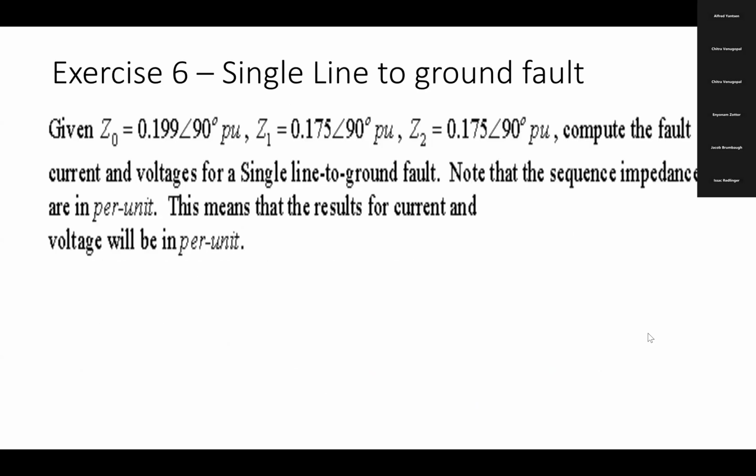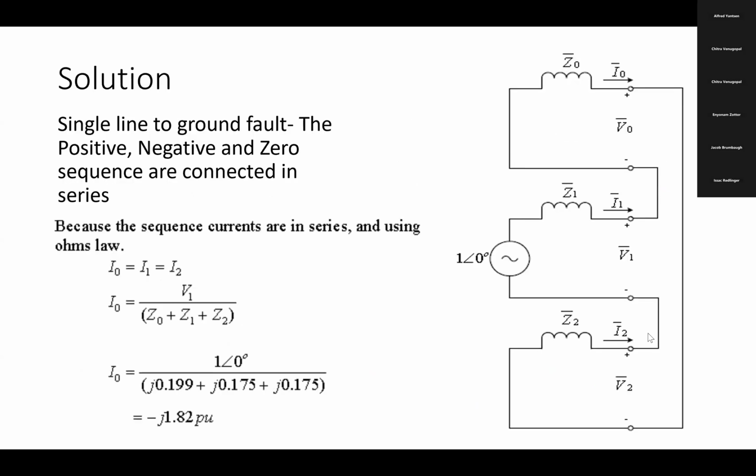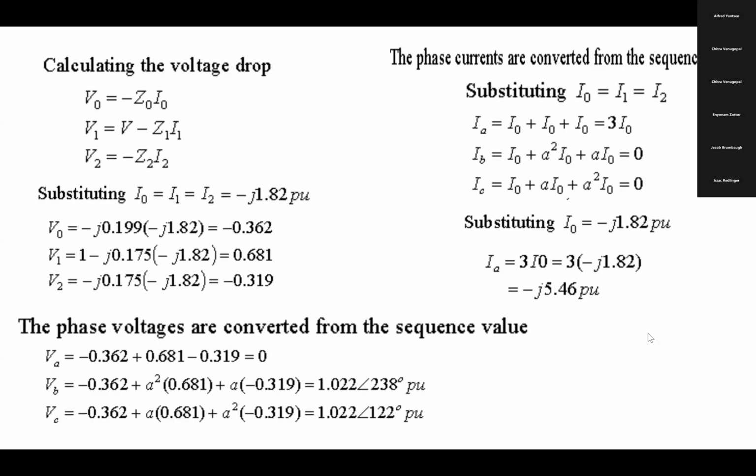Now, if it is a single line to ground fault with three impedances, then take the impedances, connect them in series, and then trace the current. Once you get I0, I1, I2, get IA, IB, IC, and then get VA, VB, VC. You can identify what type of fault it is. V0, V1, V2, and then calculate I0, I1 because they are equal, right? So get IA, IB, IC, and then VA, VB, VC.